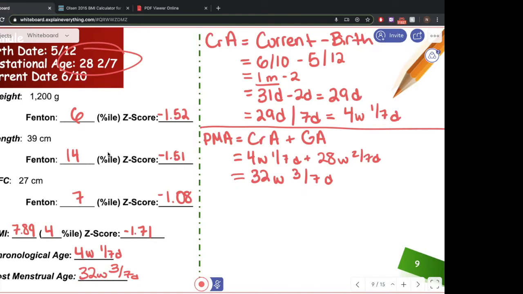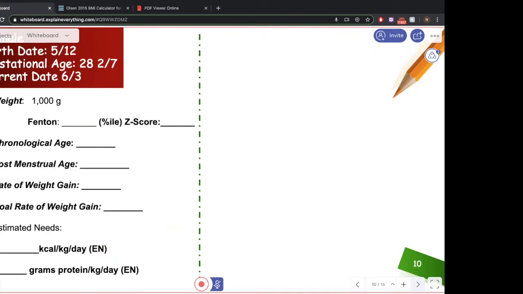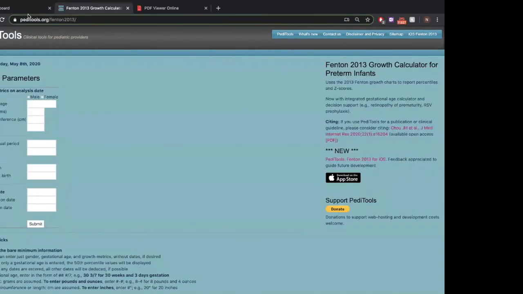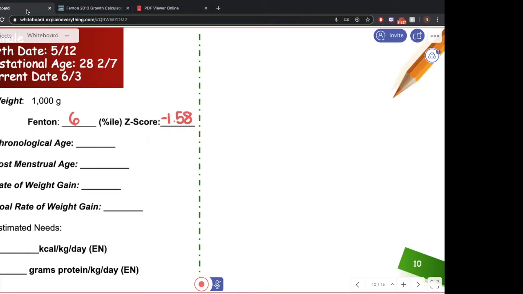So let's move on to the next part of the problem here. This is another example from a previous date. We need to determine where this infant lands on the growth charts. So let's go back to the Fenton PD tool. Again, you're on your own for this one. The percentile for weight didn't change too much, although the z-score did improve a little bit. But now let's look at the chronological age again. This time we're going to do a little shortcut. Looking back at the previous slide, the chronological age at this current date of 6/10 was 4 weeks and 1/7 days.